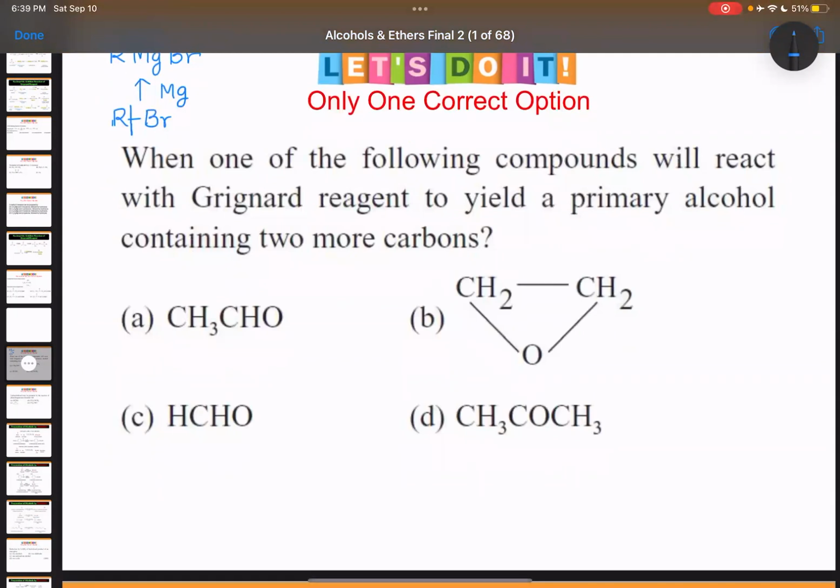So any idea what's going to be the answer to this one? Then we can discuss the mechanism, and that will make everything clear to you.